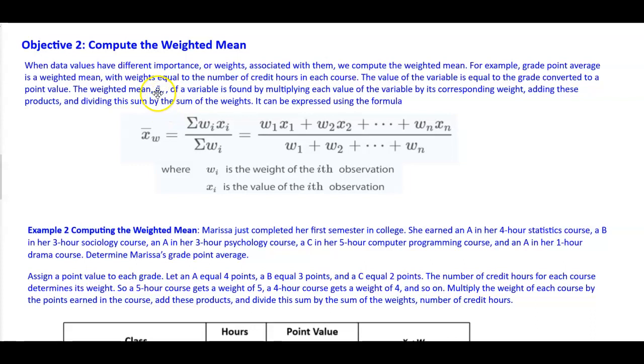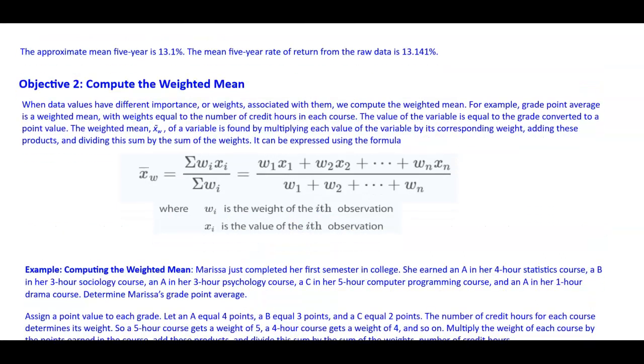The weighted mean, x bar with a subscript of w, of a variable is found by multiplying each value of the variable by its corresponding weight, adding these products, and dividing this sum by the sum of the weights. It can be expressed using the following formula. So here is the weighted mean. We take the sum of the weights of each observation times the value of that observation. So for each individual, you multiply, plus the same thing for the second weight and second observation, and so on, and then divide by the sum of the weights.